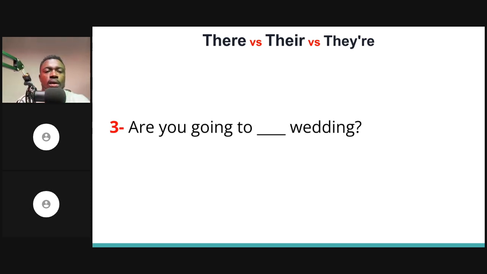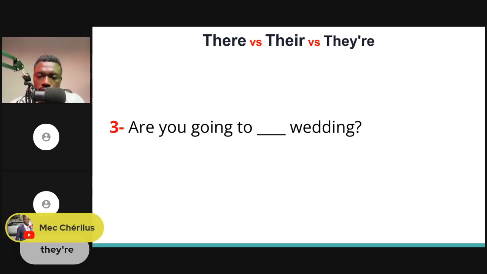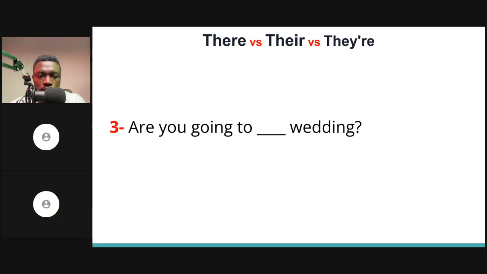Good job. Number three, Mr. Lovins, what would you put here? Probably mettez le numéro devant. Go ahead, Mr. Lovins, number three. The third one, sir. I'm going to the wedding. The third one.